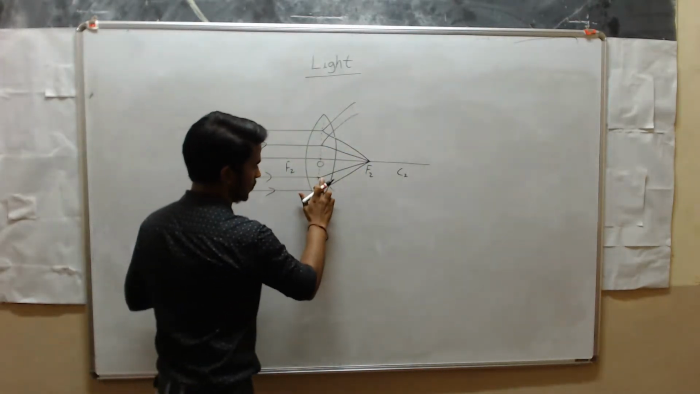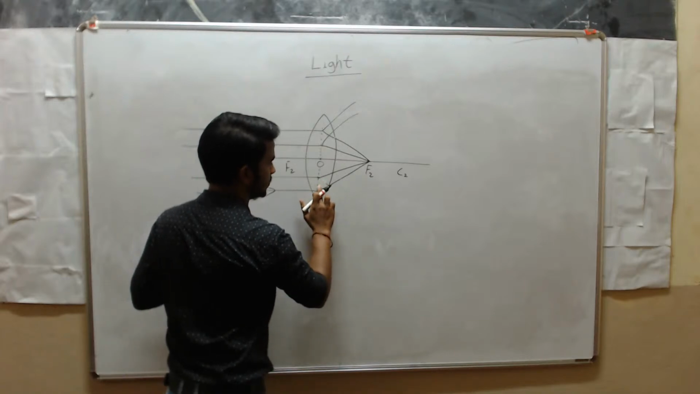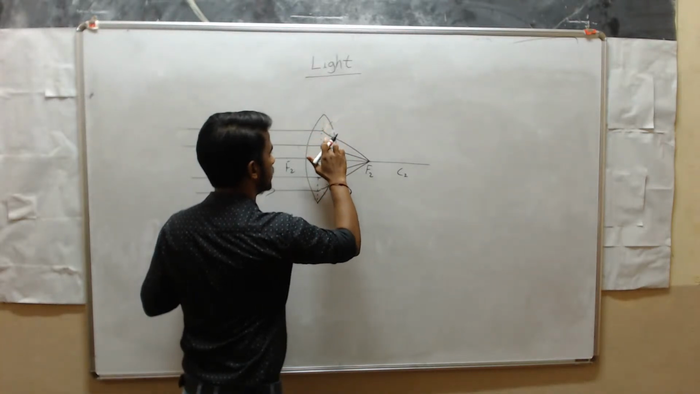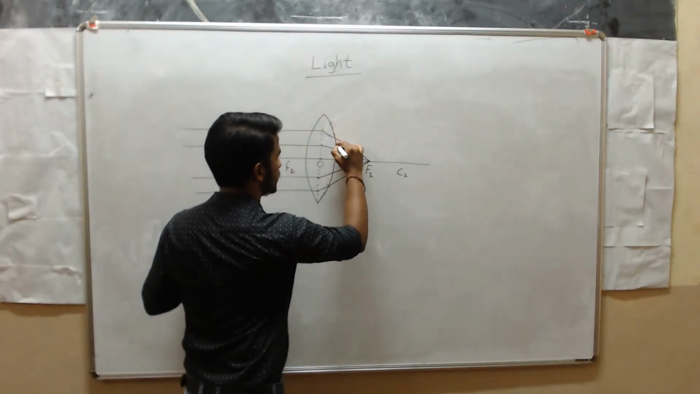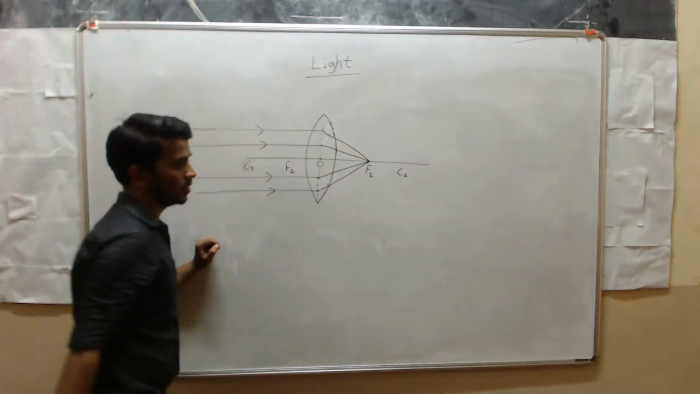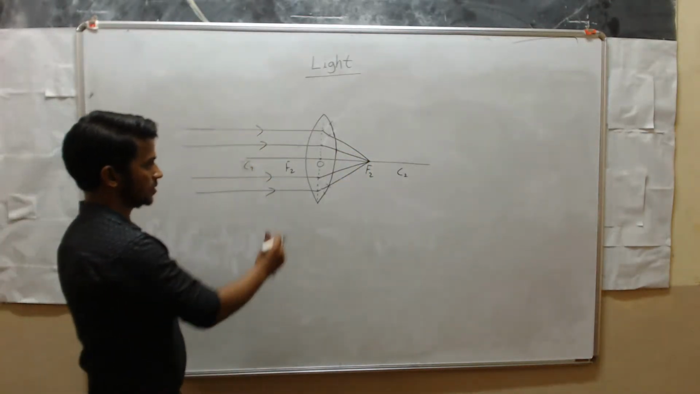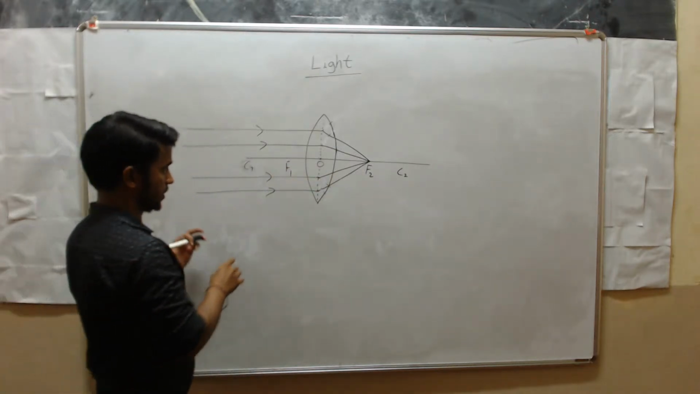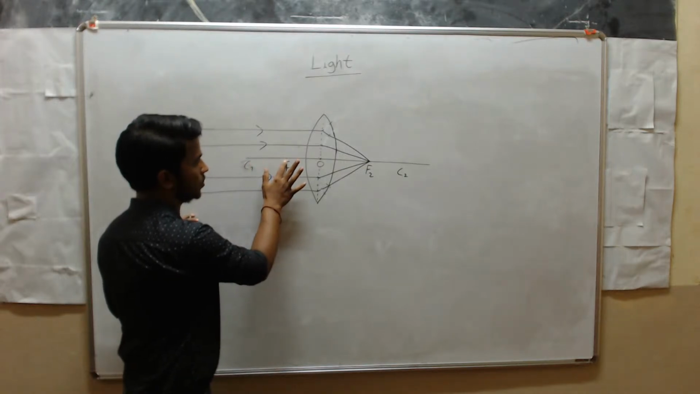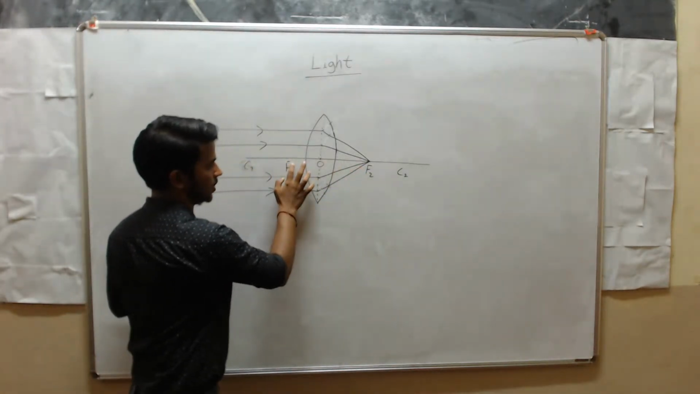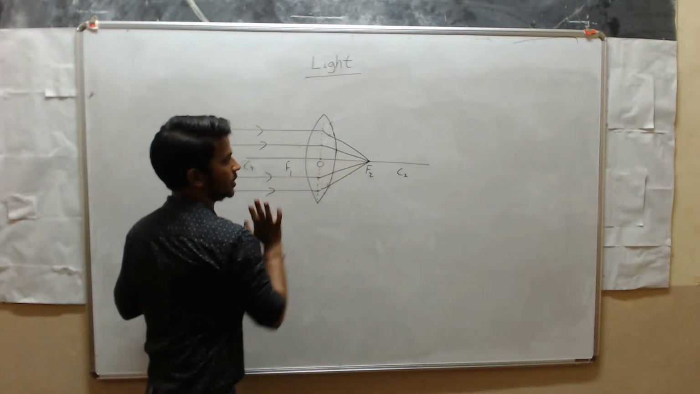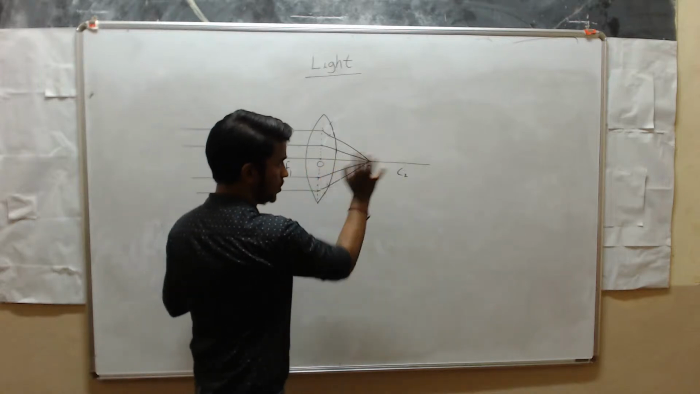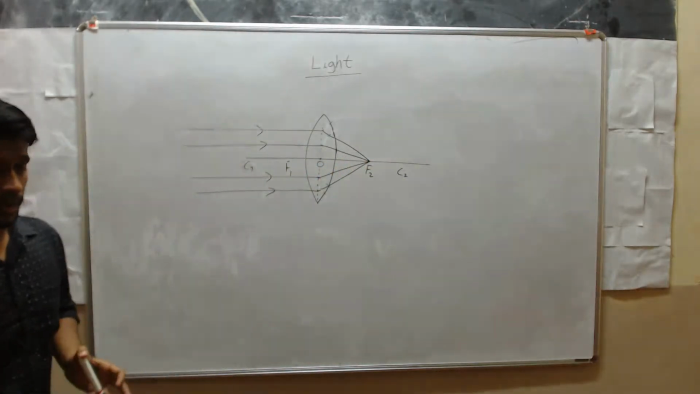So now if you pass rays of light to a convex lens, after refraction all the rays meet at one point. So this is F1, F2. Here also the distance from C1 to F1 is equal to F2 to C2, and the distance F1 to O equals O to F2. Why? Because the distance C1 to O equals O to C2.